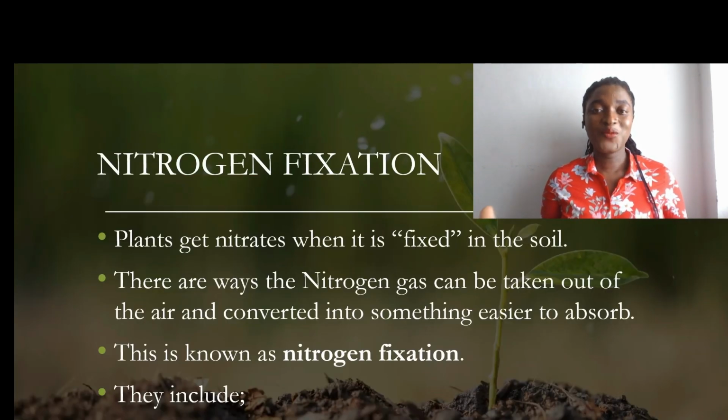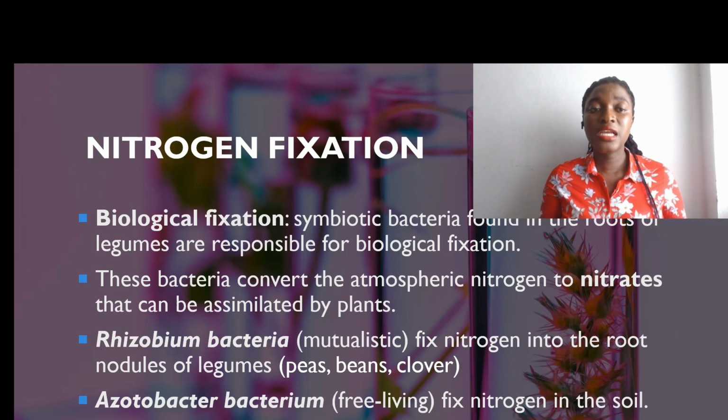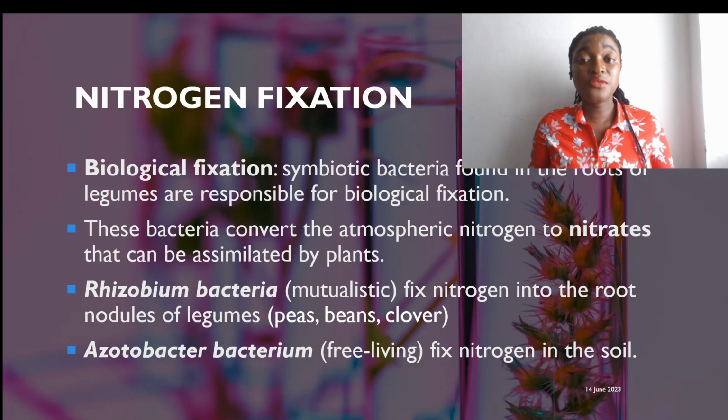When you hear fixation, what comes to mind? Fixing, right? What are we fixing in this instance? Nitrogen, very good. So in this instance, plants are going to get the nitrogen fixed in the form of what? Nitrate. So mostly plants are getting nitrogen fixation done through biological means. Biological means, this is where some bacteria help in fixing nitrogen in the root nodules of legumes. Legumes help in fixing nitrogen in the soil. This is because of the bacteria which live in the root nodules of legumes.